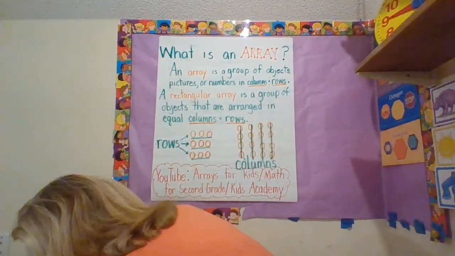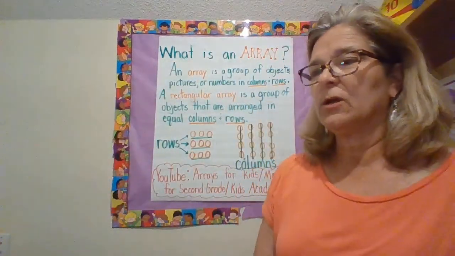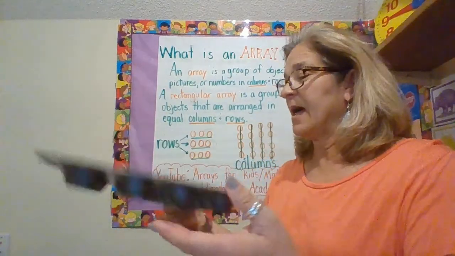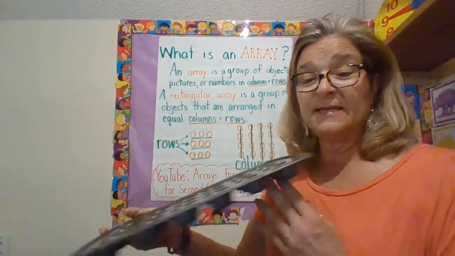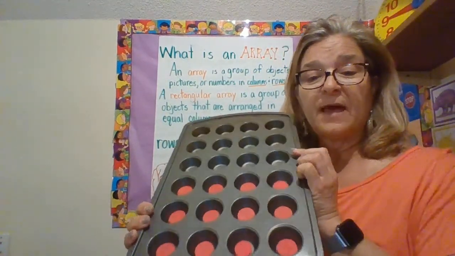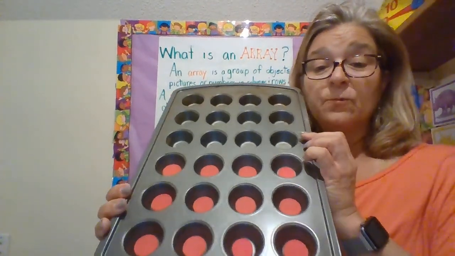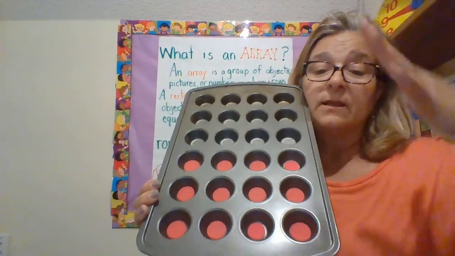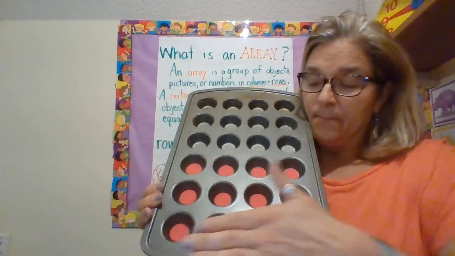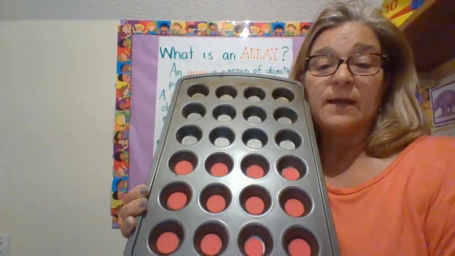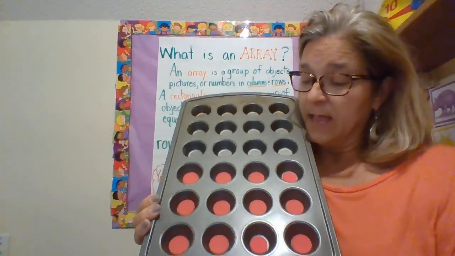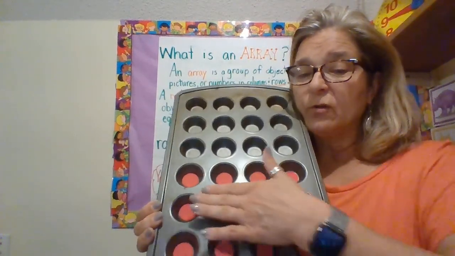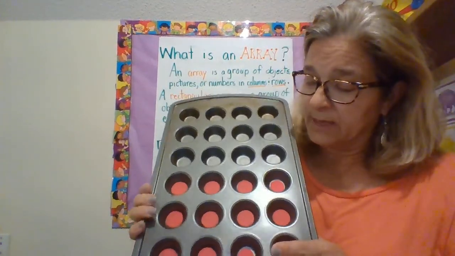Good. Another thing we can look at is, I have this little muffin tin, and I hope you can see it without it falling apart. Now, this is a rectangular array. Because of the way I have to hold it, it looks like it's not the same size. But if you could see it, it's shaped in a rectangle, okay? And I have some of our little counters that I have put in there.